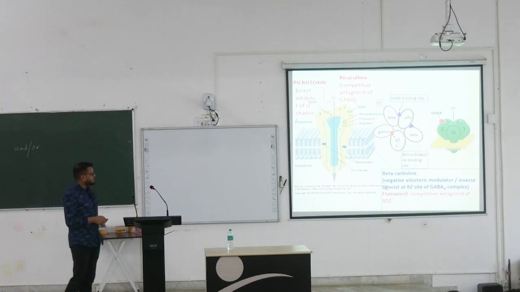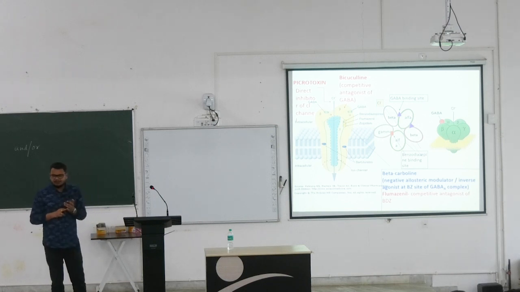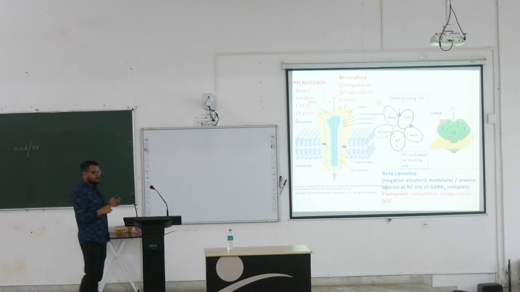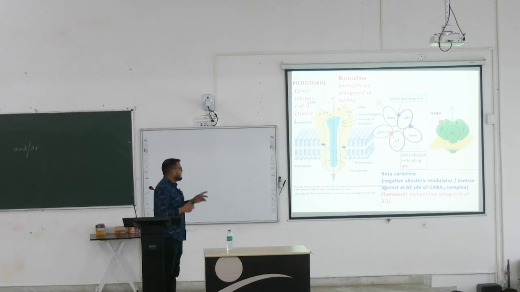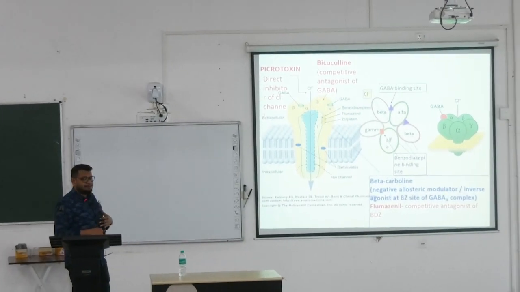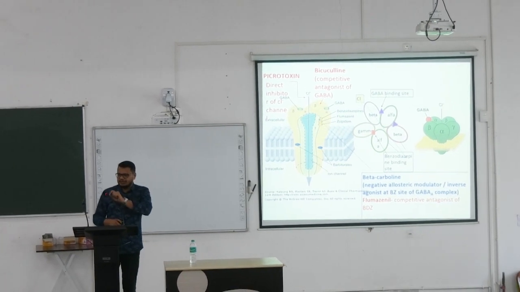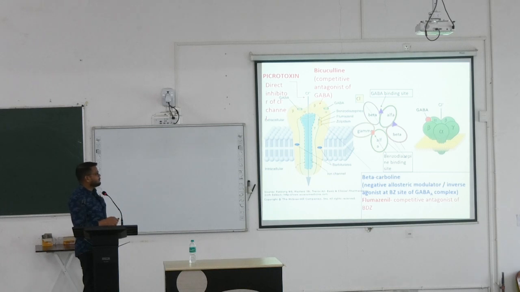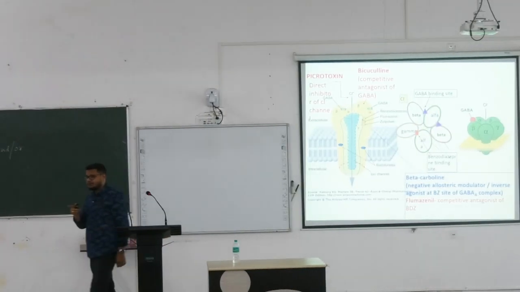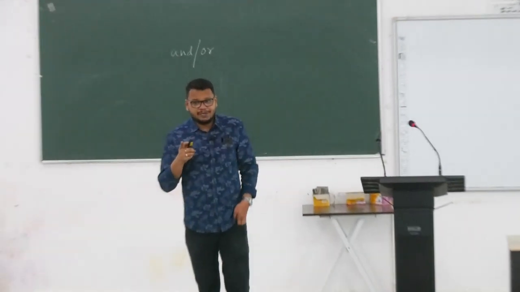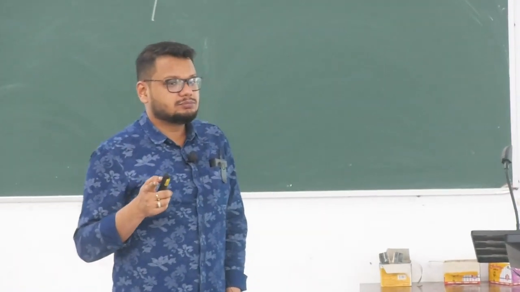So why have I given this? Few questions are asked from here. One is: name a competitive inhibitor of GABA. Commonly asked question. Answer is bicuculline. So you write, very important: competitive inhibitor of GABA, bicuculline.